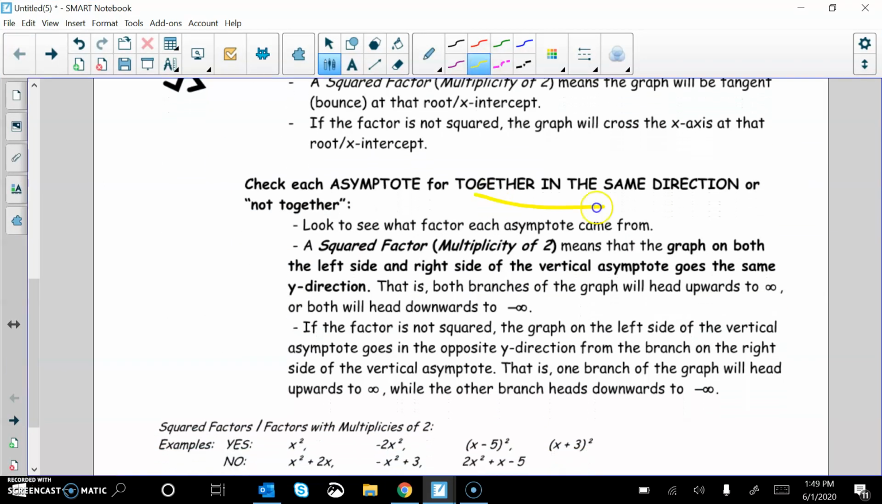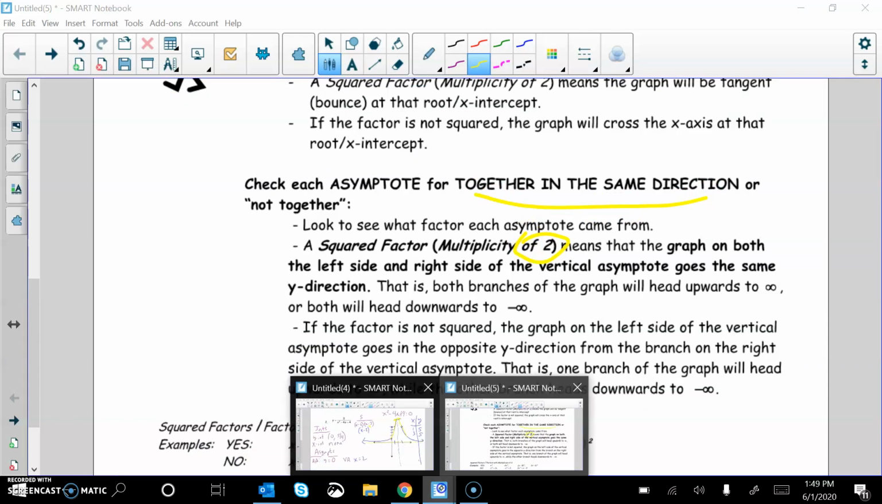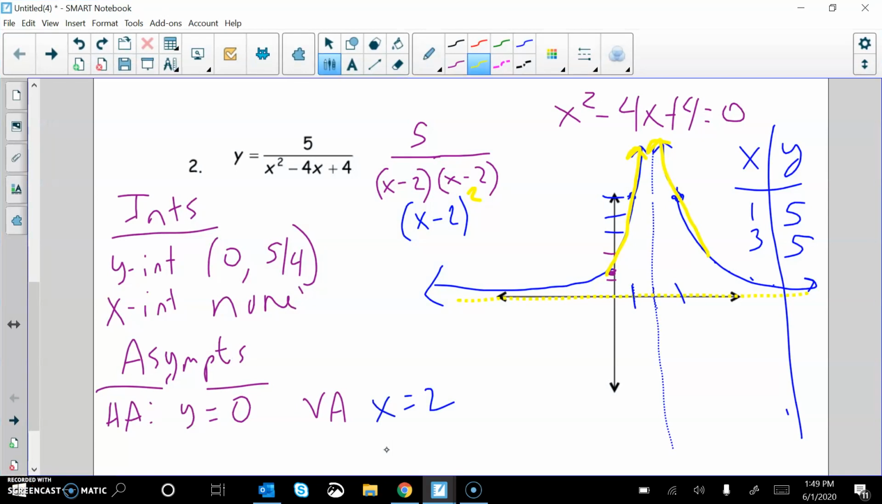They'll come together in the same direction if you have an even multiplicity. But if you make a table, pick some values, you would see what's occurring. So that's number 2.